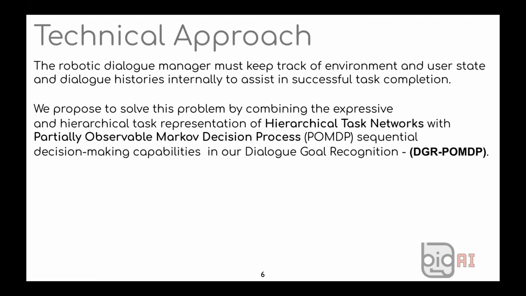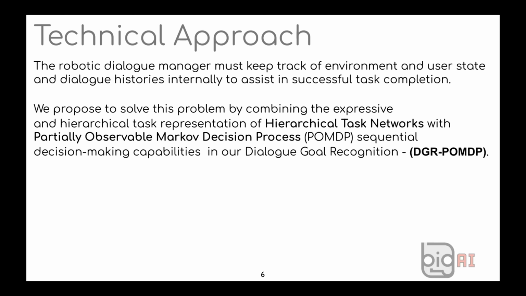So, what we want is to enable social robots to do goal recognition of the humans and ask clarification questions when things are really ambiguous and get language feedback. So, we want a robotic dialogue manager which must keep track of the environment, the user state, and the dialogue histories internally if it wants to assist in successful task completion.